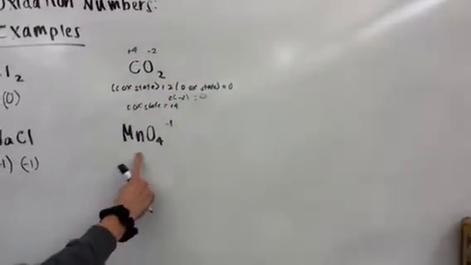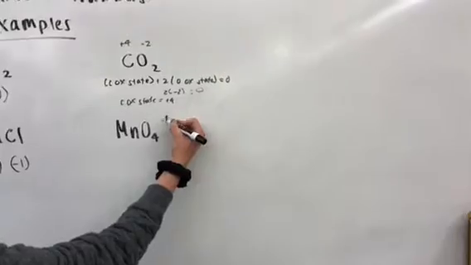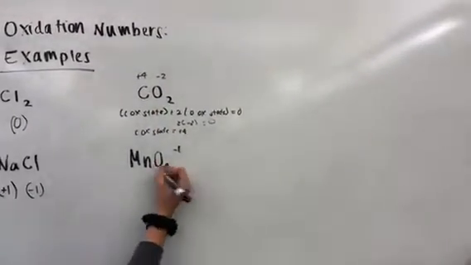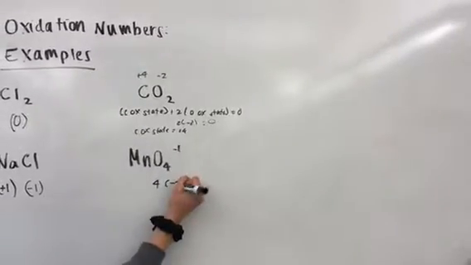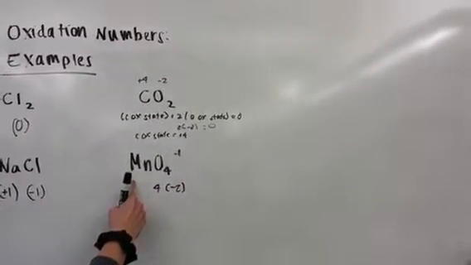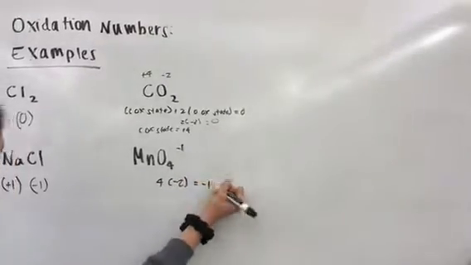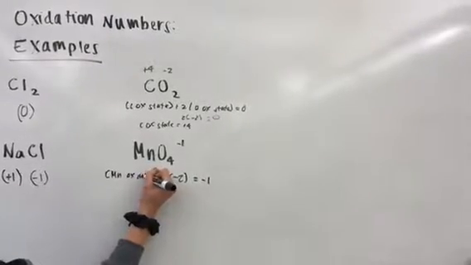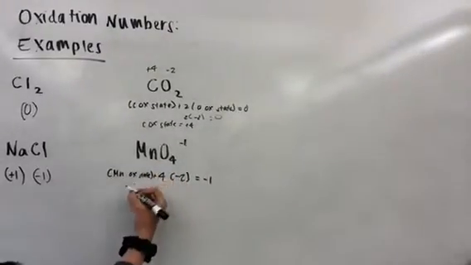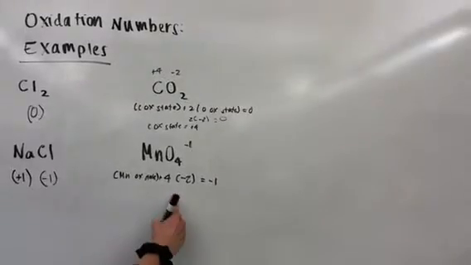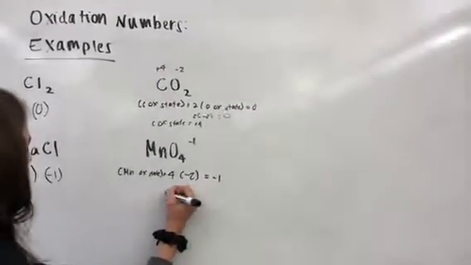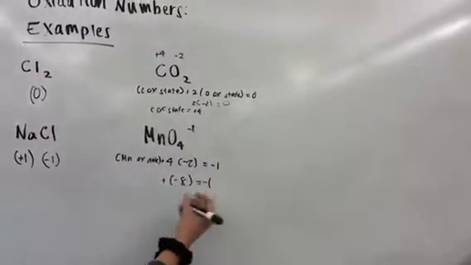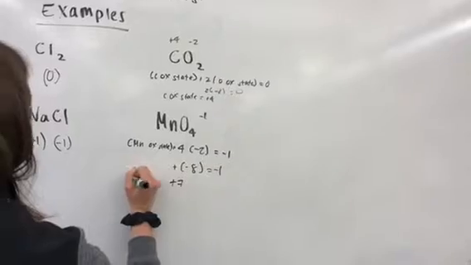Now we're going to look at an ion, which is permanganate, which has an overall charge of -1. So again, we know that oxygen's charge is -2 and there's 4 of them. So 4 times -2 plus manganese's charge is going to equal -1 this time, not 0. So the Mn oxidation state plus -8 is going to equal -1. So what plus -8 equals -1? Plus 7.